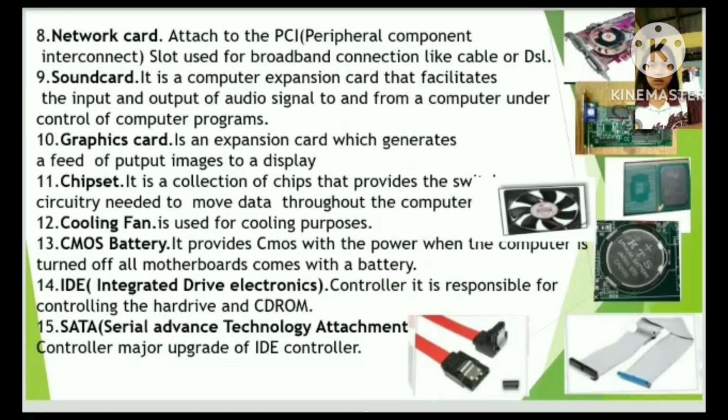Graphic card is an expansion card which generates a feed of output images to a display such as a computer monitor. It is also called a video adapter, display card, video card, graphics board, display adapter, graphics adapter or frame buffer. An expansion card is an internal card that gives a computer additional capabilities such as enhanced video. Chipset. It is a collection of chips that provides the switching circuitry needed to move data throughout the computer.